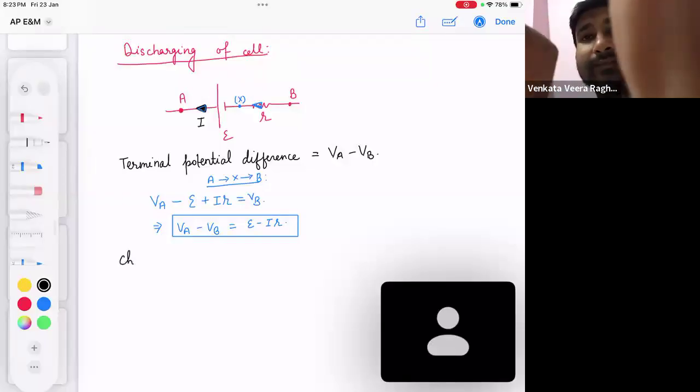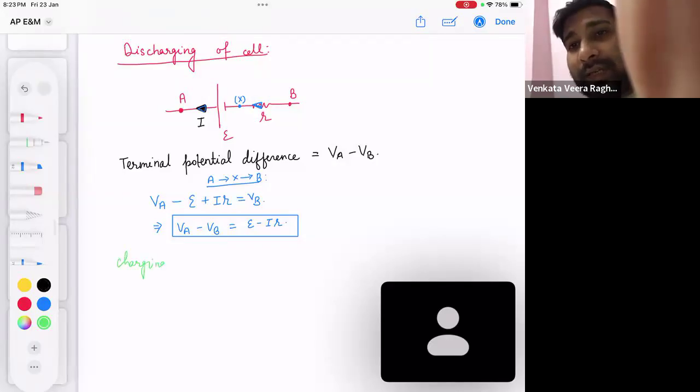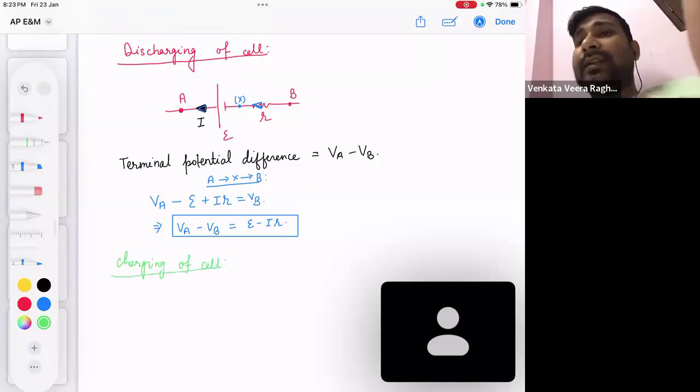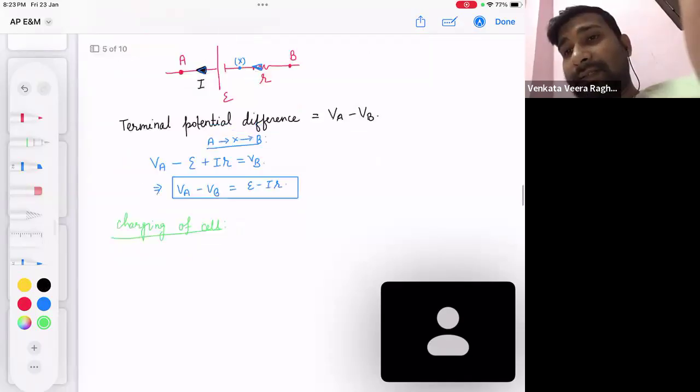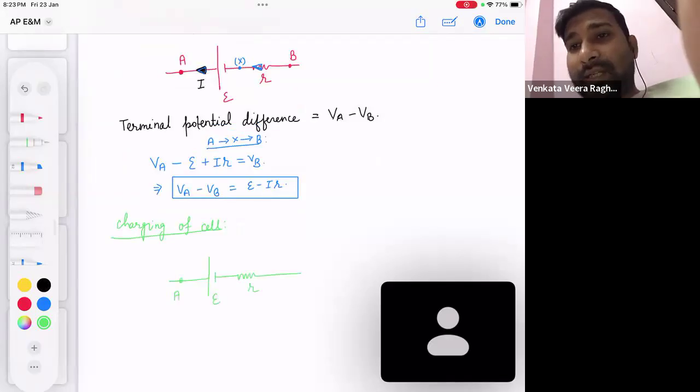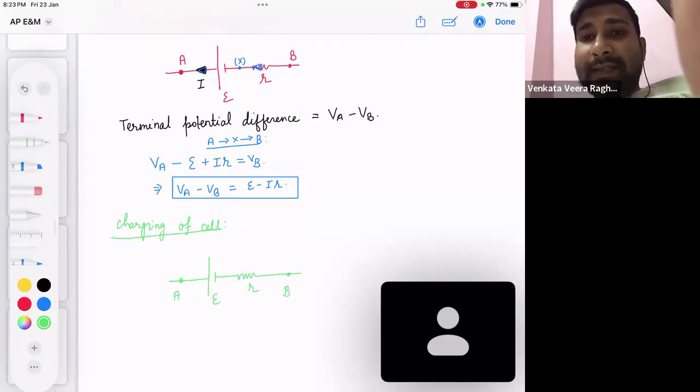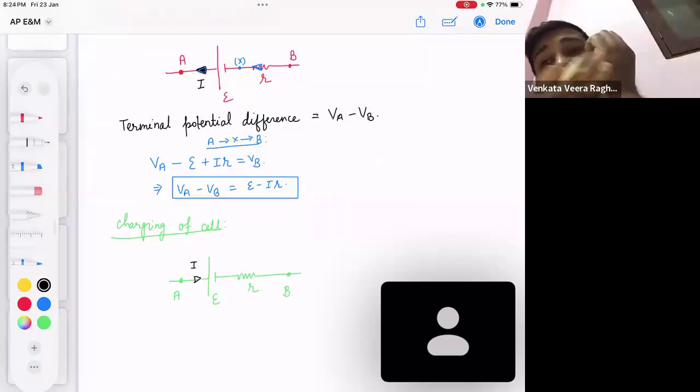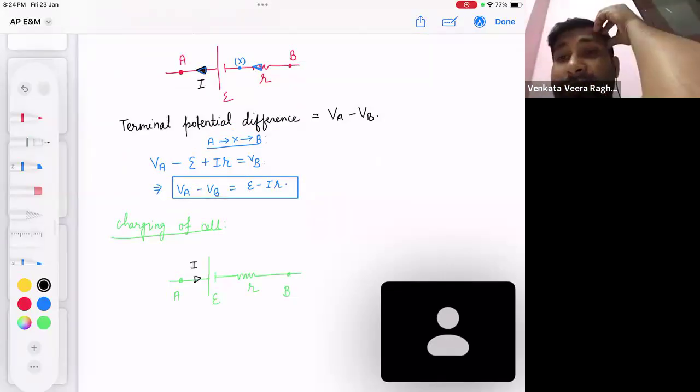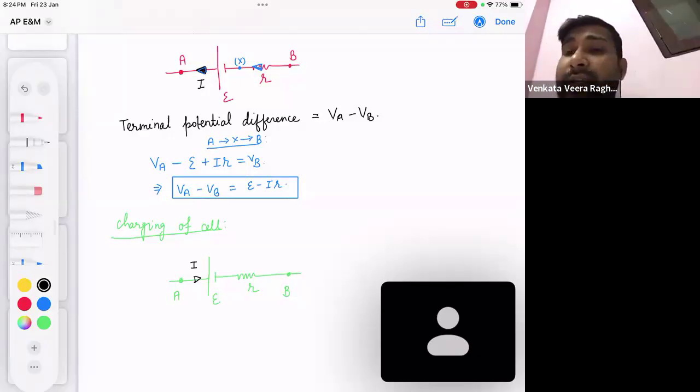The second case is going to be charging of the cell. What is the difference between charging and discharging? The direction of current. So this is the EMF of the cell, this is the internal resistance. This terminal, let's call it A, this terminal is B, and the current in this circuit is like this. Check it. Is the current flowing into the positive terminal of the battery? So that will be called the charging of the cell.